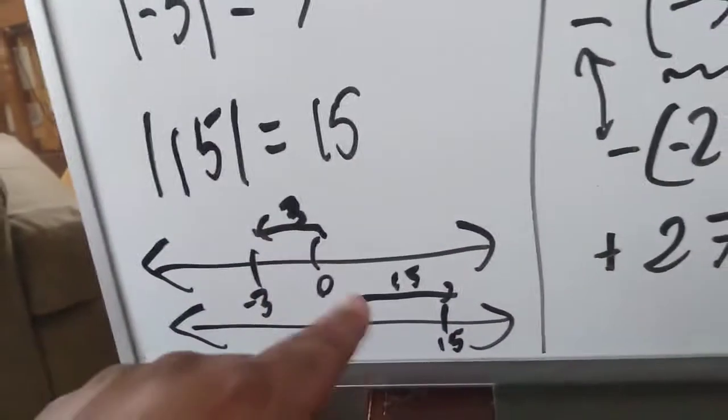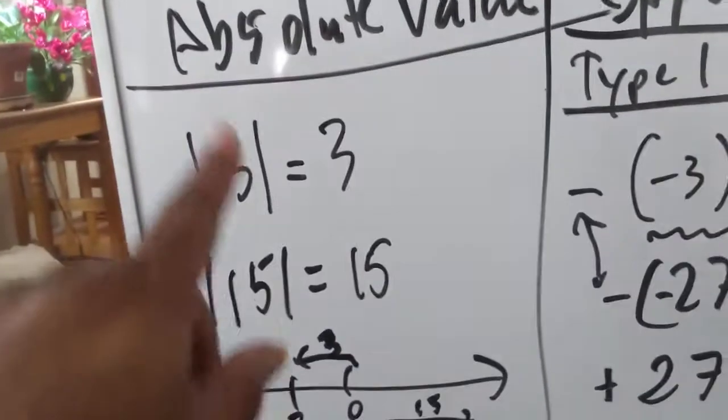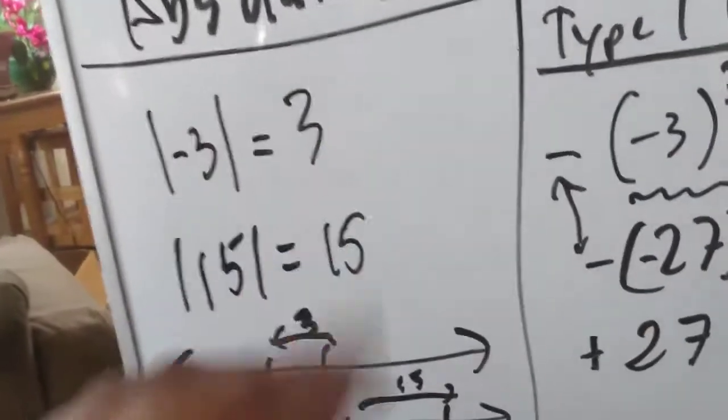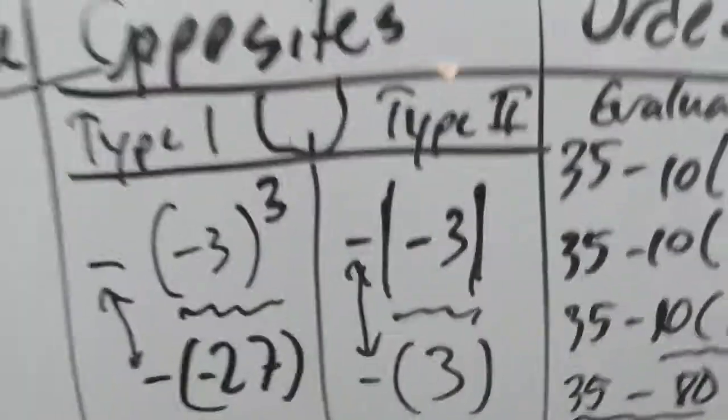And for 15, it's 0 to 15, so the absolute value of 15 is still 15. It really doesn't matter if it's positive or negative. The answer is a positive result if there's no negative sign on the outside here. Having said that, let's talk about opposites.